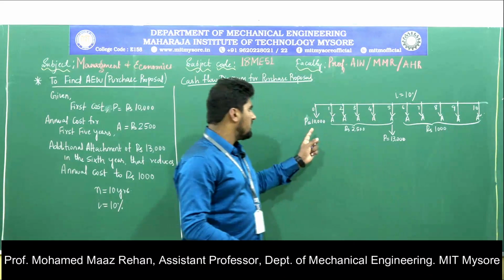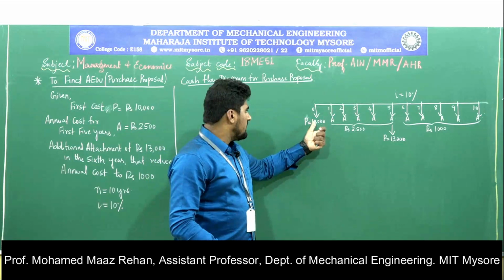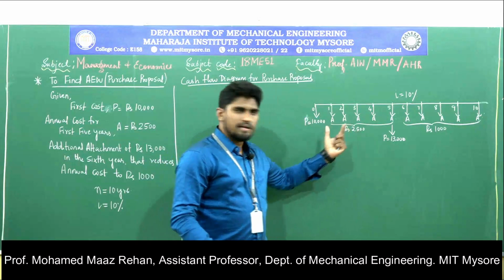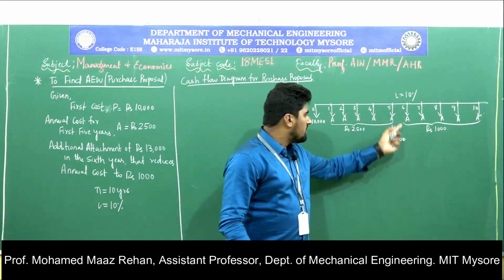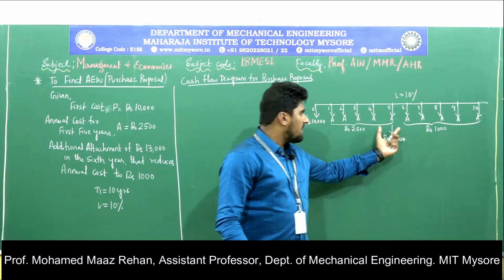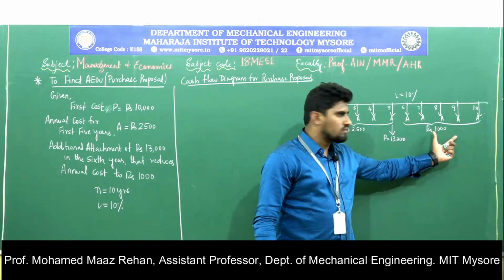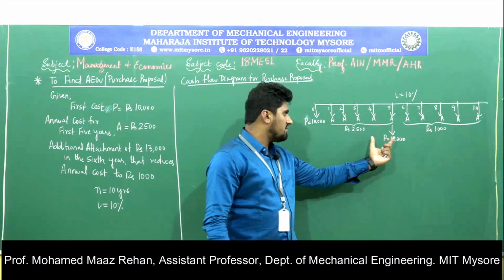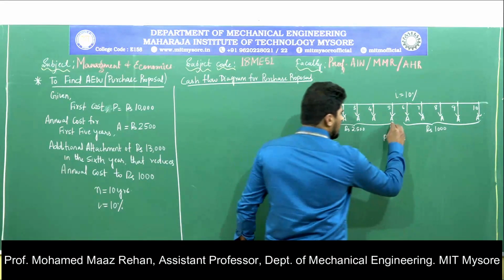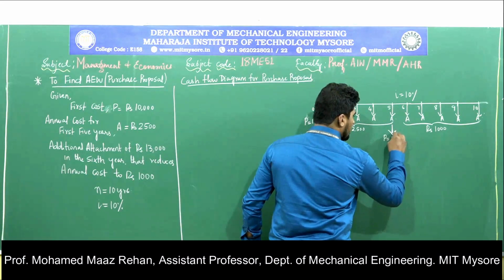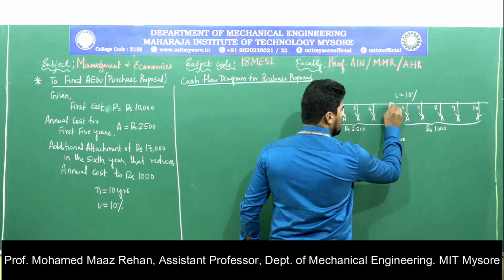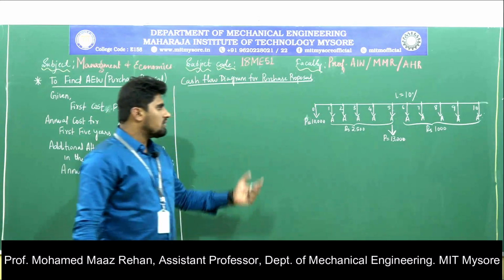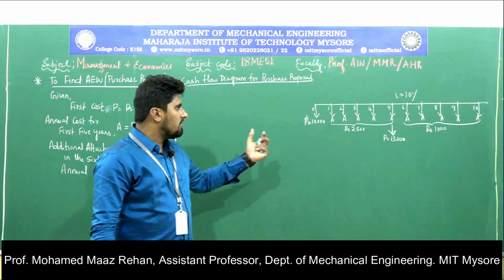I hope the problem is clear. The problem says the initial investment is 10,000 and the annual cost is 2,500. After an additional attachment in the 6th year, the annual operating cost reduces to 1,000 for the next 5 years. Here you need to remember, this P, that is the additional attachment, I am investing here, which means this is the beginning of the 6th year. So how to solve this problem?